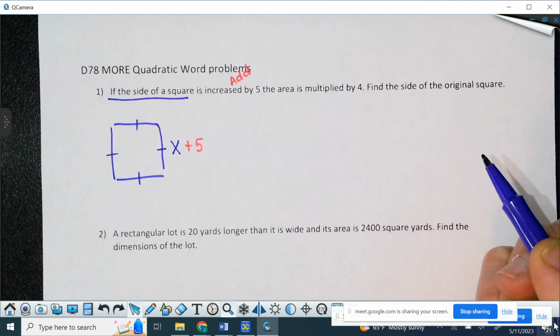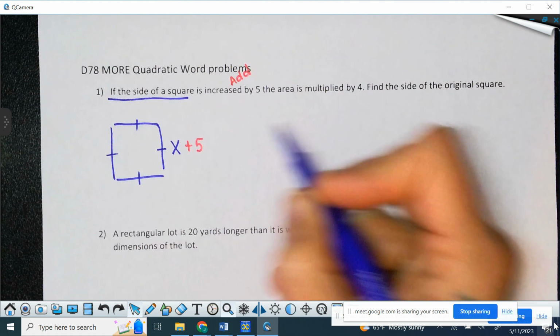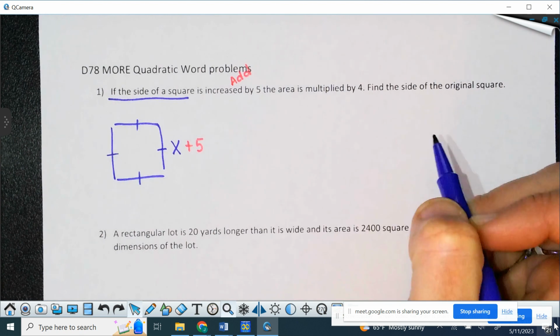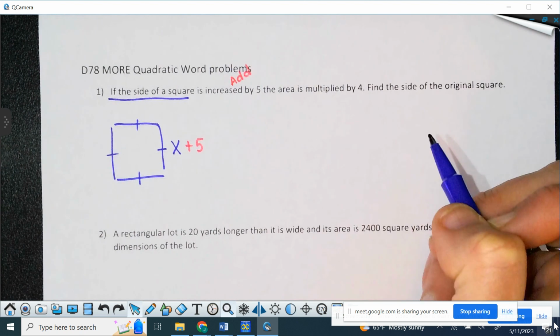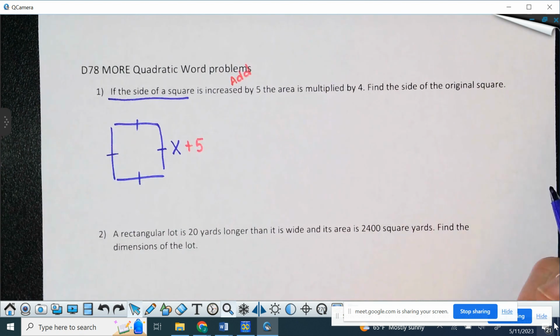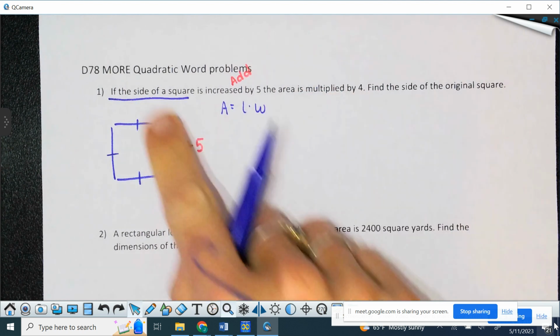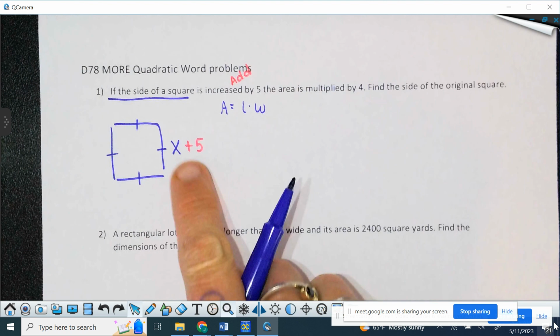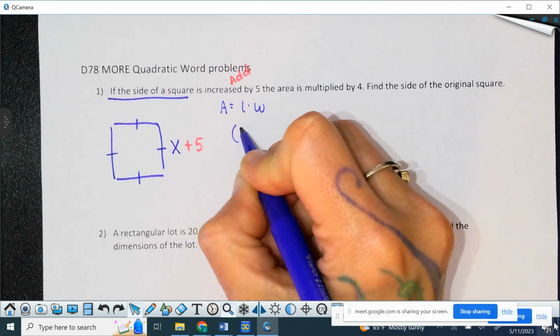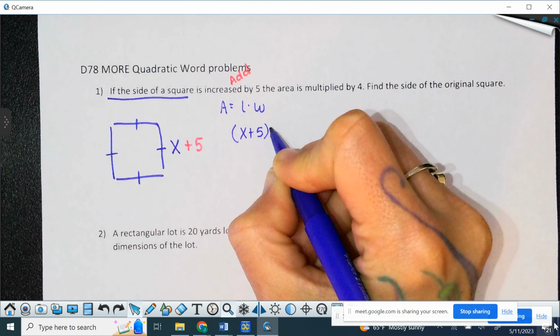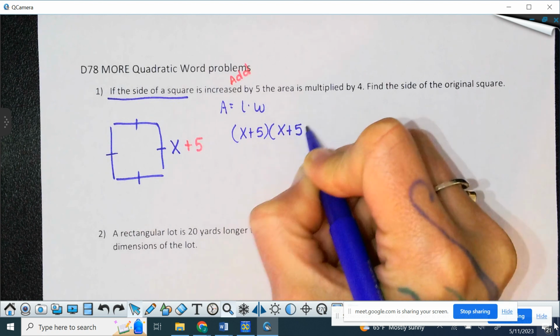How do you find area of a square? I'm hoping I'm not going to give you a bad one. What's the area of a square, or area of a rectangle? We've talked about rectangles too. Same difference. Length times width, right? But in this case, the length times width is the same thing. So side and side. So we're going to do x plus 5 times x plus 5. That is going to give us our area.